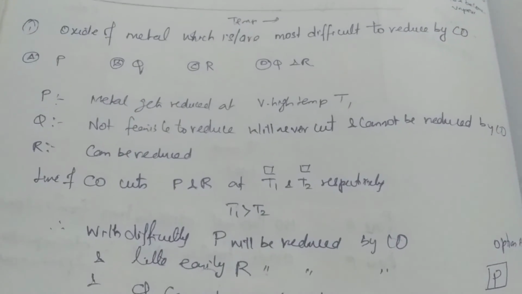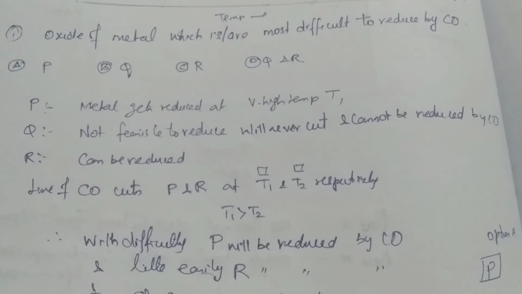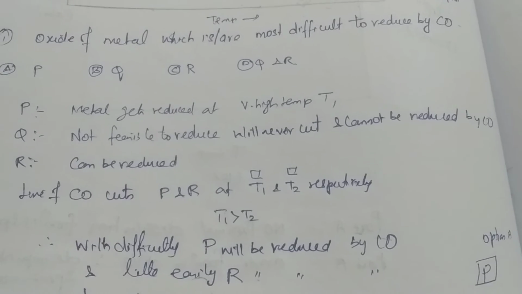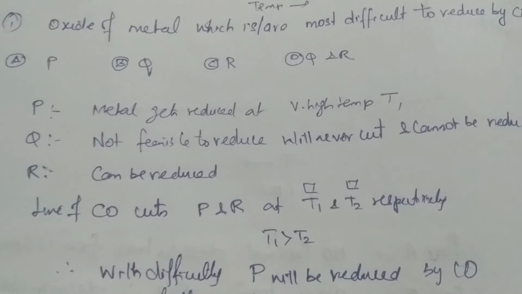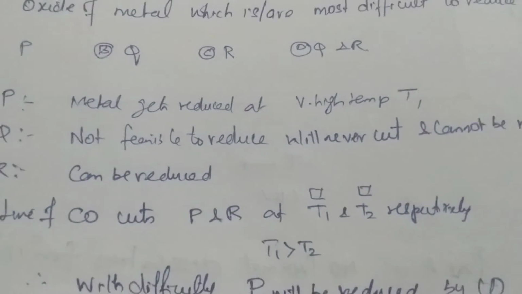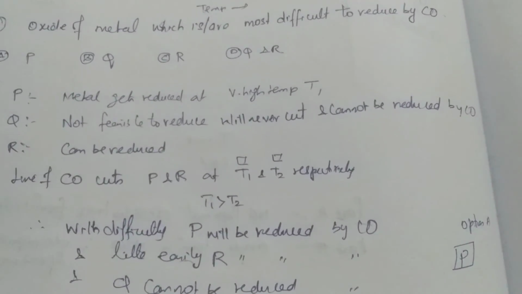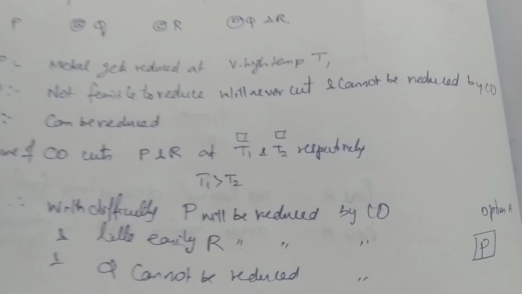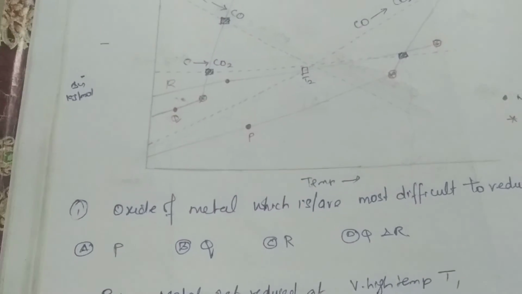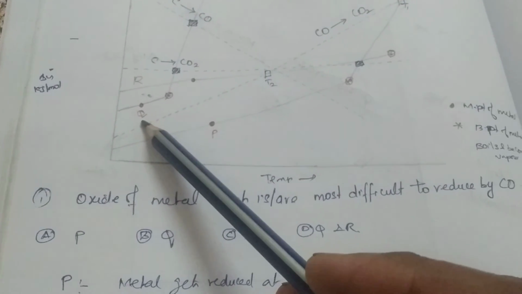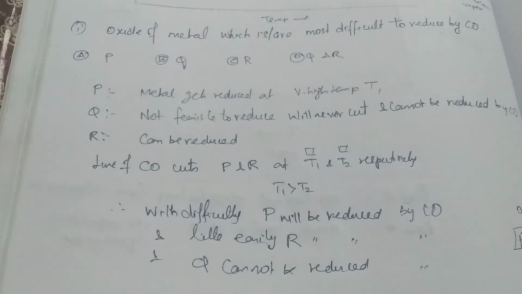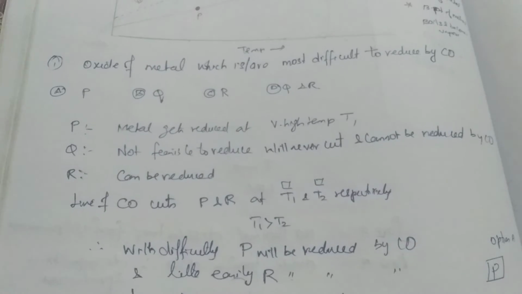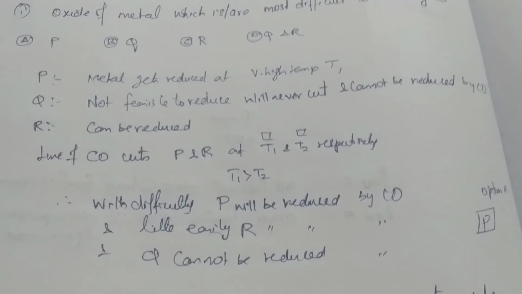So for this particular question the answer is going to be A, where you were asked which material is most difficult to reduce. Remember, it's asked most difficult to reduce. It's not impossible. If it's asked which is not possible to reduce, the answer is going to be Q. But more difficult to reduce is P, because it requires a higher temperature. So the wording is very important. If the question is which material is not possible to be reduced by CO, the answer is Q. But with difficulty you can reduce P at a higher temperature.